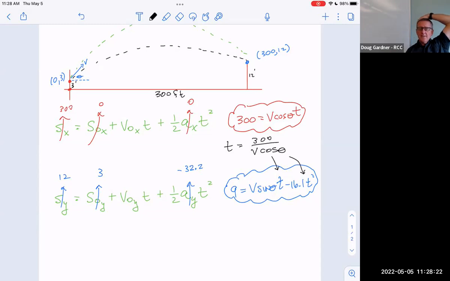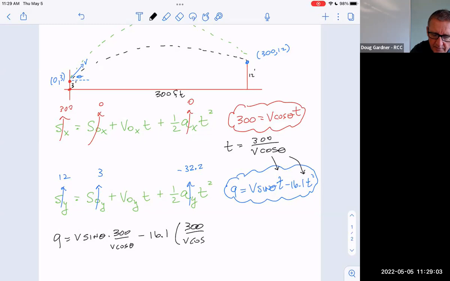I mean, isn't that kind of cool? I can take the time out of this if I choose to not care about that. Of course, I could take any of these letters out of it. But if I did put that in there, let's see what I would get. So I'd have 9 equals velocity times the sine of theta, and then times t, which we now just figured out is 300 over v cosine of theta. And we have our negative 16.1 t squared. But again, we just figured out t was 300 over v cosine of theta. Can't forget to square that.